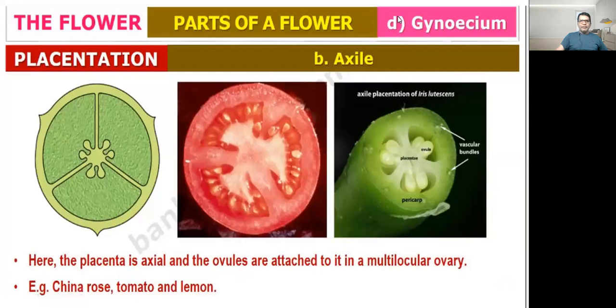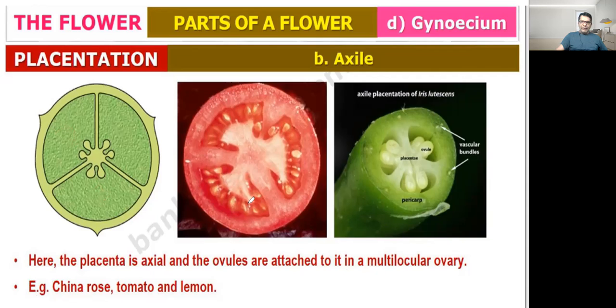Next is axile placentation. Here the placenta is axile and ovules are attached to it in a multilocular ovary. This is one locule, this is another. So this is a multilocular ovary. This is a tomato. This space is one locule, locule one, locule two.